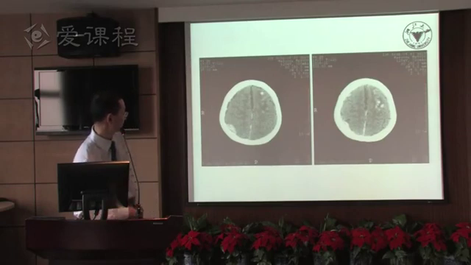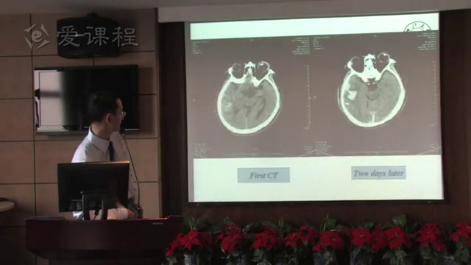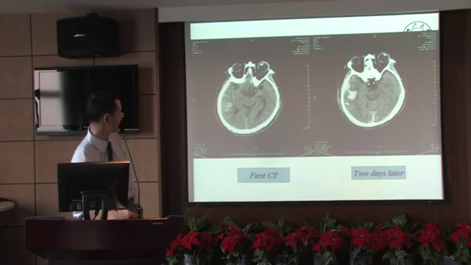Here we can see the contusion, and here we can see the contusion enlarged 2 days later.